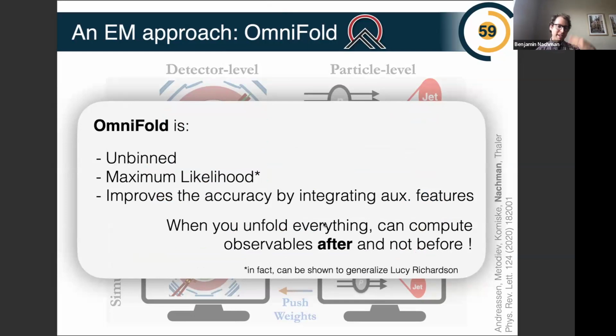And because it's a neural network, you can easily add more features. It can easily improve the accuracy by integrating more features. And most importantly, when you unfold everything, you can compute whatever observables you like after the measurement and not before. So basically, to give you context, it used to be that if you made a measurement of some observable, it could take, say, a couple of years to make that measurement. And let's say you show it at a conference and someone at the conference says, oh, that's great, but wouldn't it be better to do a little bit different observable? You say, okay, I'll go do that.